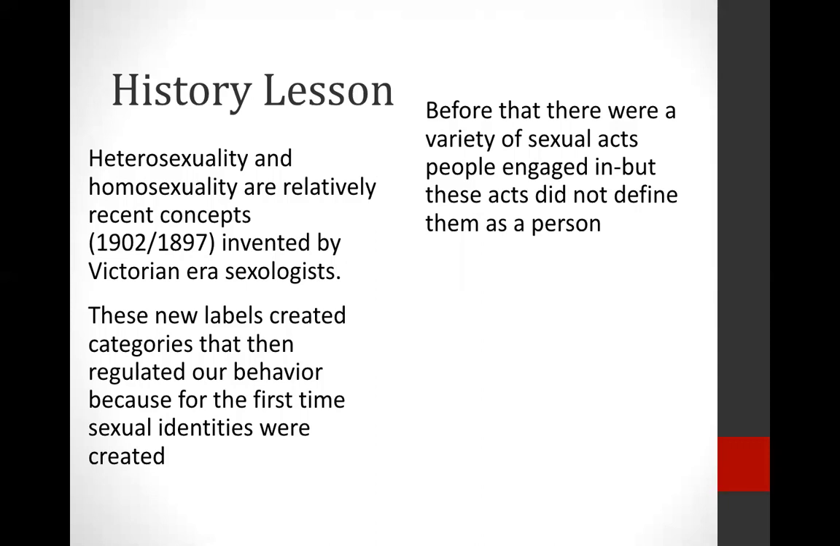So these labels were created. They created categories for behavior. And before that, it's not that people weren't engaging in homosexual acts, sexual acts with people of the same sex, but previously those acts did not define them as a person. It was an act that they engaged in. But after the Victorian era and these concepts were created, instead it kind of became an identity that people were labeled with. And in most cases, this was a marginalized, stigmatized identity, one that came with a good deal of prejudice and stereotyping and discrimination.